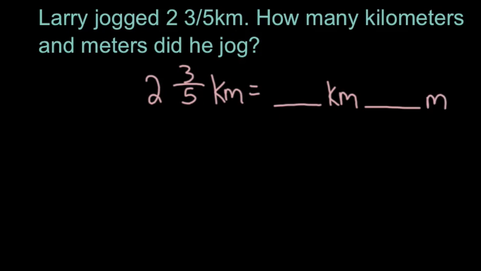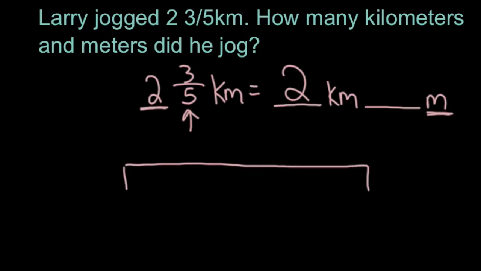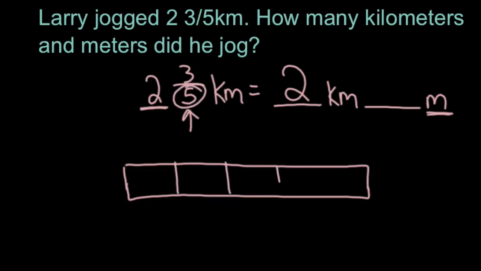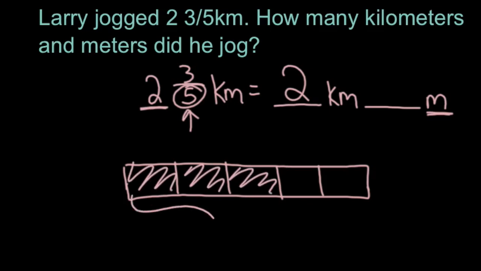Now, once again, I can illustrate this with a bar model. I know right away that I don't need to do anything with my 2 kilometers. They are already in kilometers, so I don't need to change anything. I can go ahead and write that over in my answer. But I do have to change, or convert, 3/5 kilometers into meters. To show that, I can draw a bar. I will separate it into 5 parts because that's my denominator. 1, 2, 3, 4, 5. I know that we have 3/5 of a kilometer, so this is going to be my question mark.